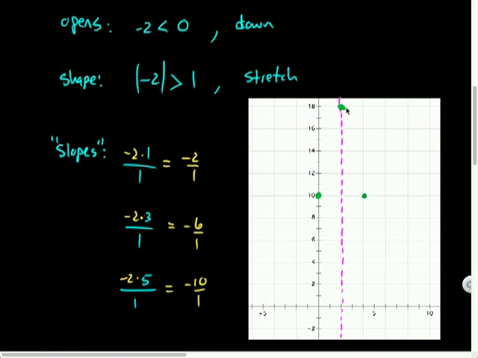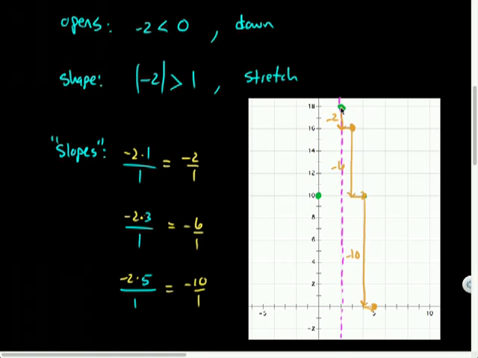So let's find some more points. From my vertex, I'm going to go down 2 and over 1, and I land on a point right there. From that point, I would go down 6 and over 1, and hey, look at that, I land right on that point. And from here, I would go down 10 and over 1. I actually end up landing exactly on an x-intercept, which is rare.